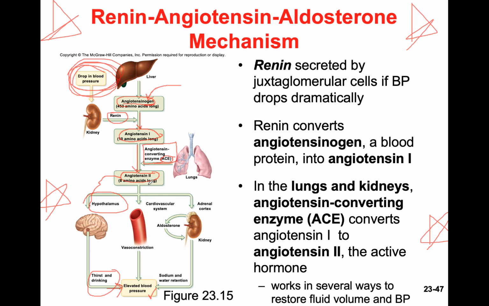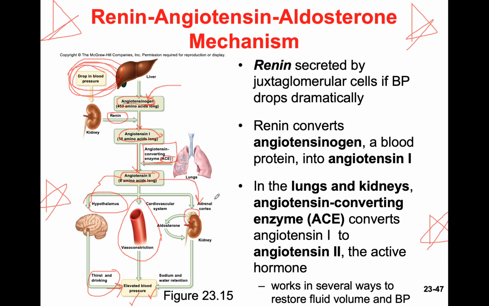The second job of angiotensin 2 is to go to your blood vessels and cause vasoconstriction. If you constrict a blood vessel, what's going to happen to the blood pressure inside that blood vessel? It's going to go up. Check. 2. The third job of angiotensin 2 is to go to the adrenal gland. Not the kidney, but this guy right here.